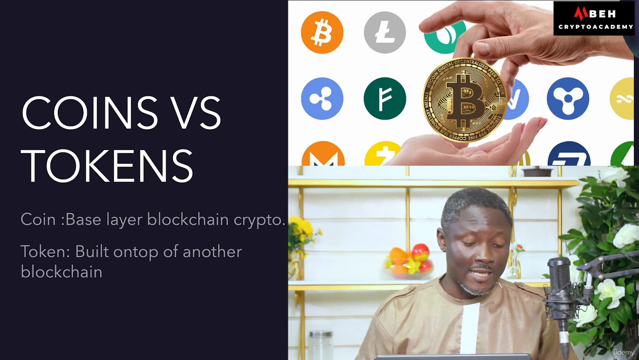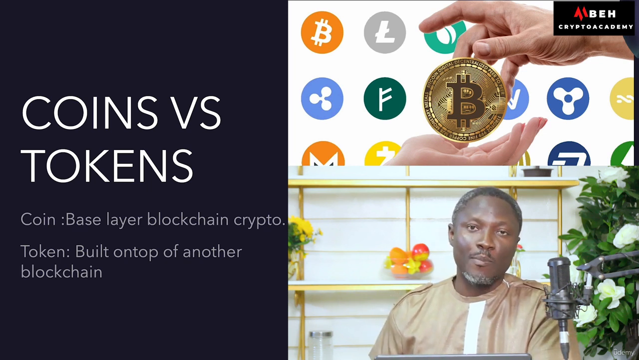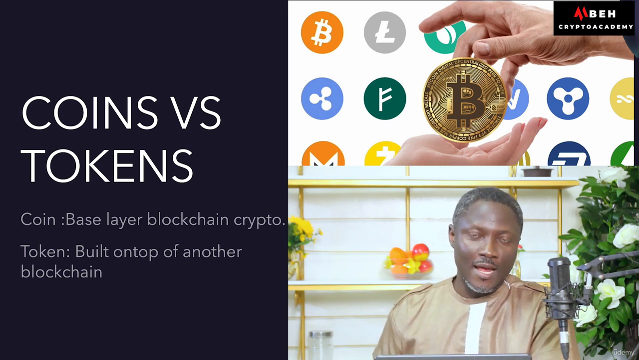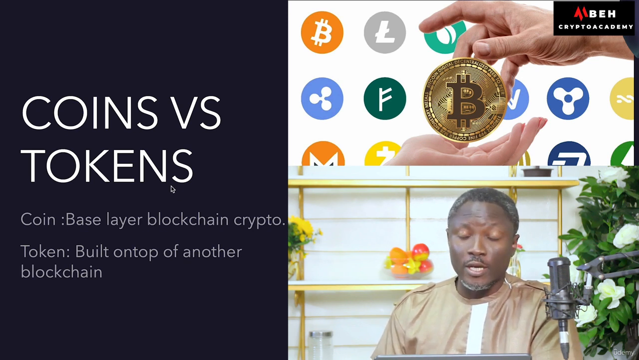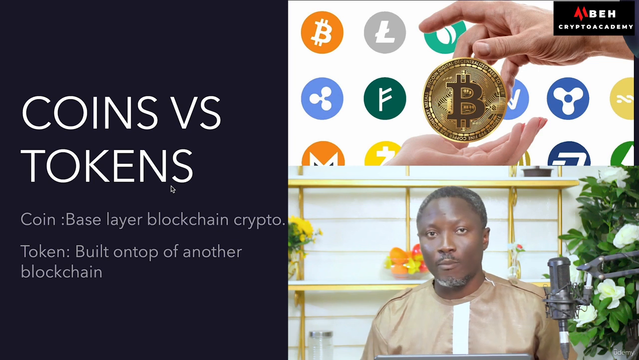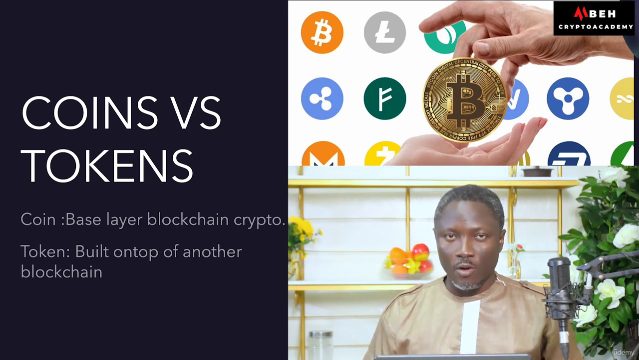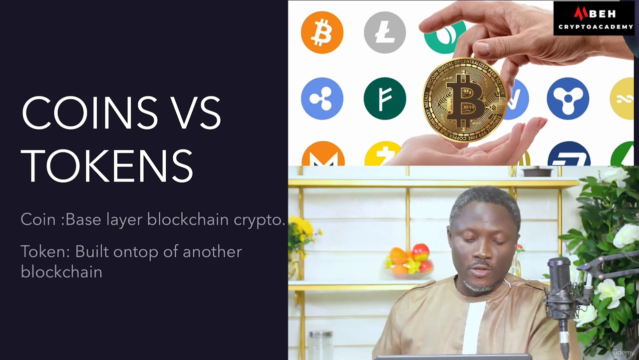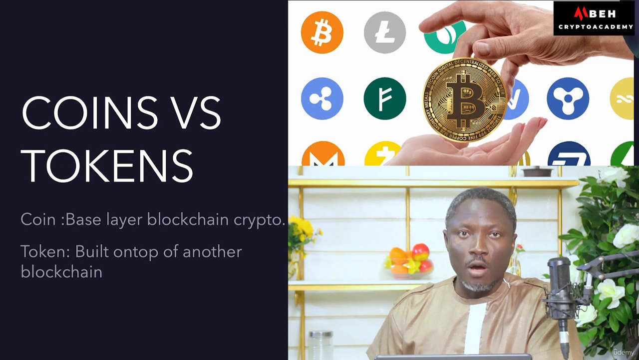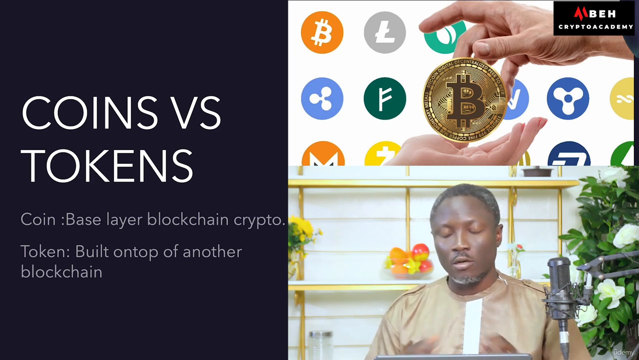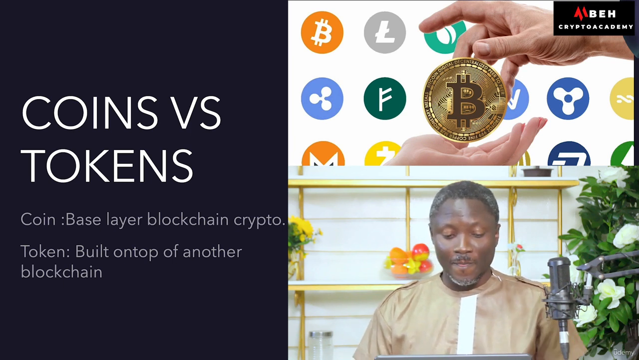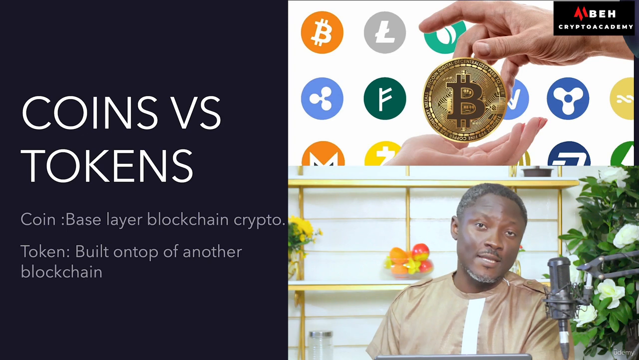First thing you need to know is that coins are actually base layer blockchain crypto. They are cryptocurrencies with their own blockchain, and they are usually the base layer. Let's say you have cryptocurrencies like Bitcoin, Ethereum, BNB, or Binance Coin. These are coins that have their own blockchain. But when you hear of tokens, tokens are built on top of another blockchain. So that is the main definition of coins and tokens.